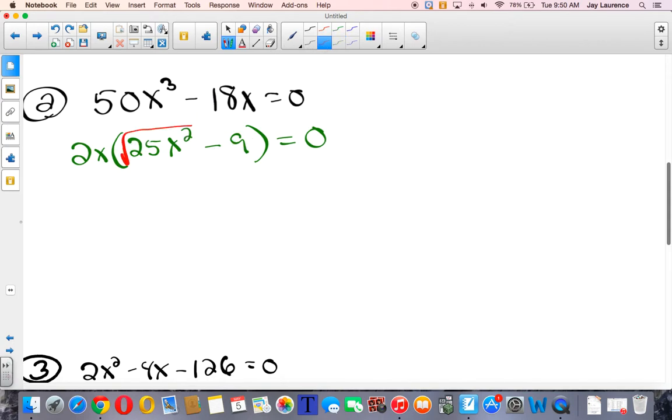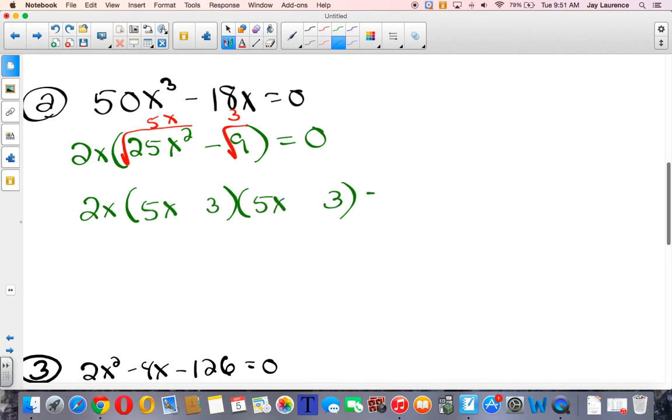So the square root of that would be 5x. Square root of that is 3. It's going to factor like this. I have a 2x out front. Can't lose that 2x. Then I'm going to get two quantities. I'm going to get a 5x and a 3, a 5x and a 3. Now some of you get screwed up on the signs. Well, take a look at C. C is negative. That means I need one of each sign every single time.